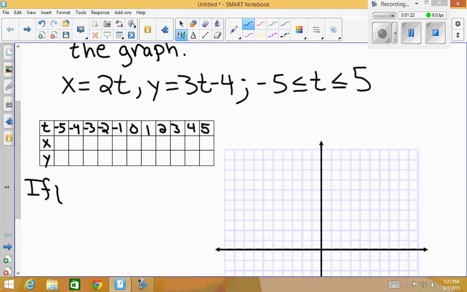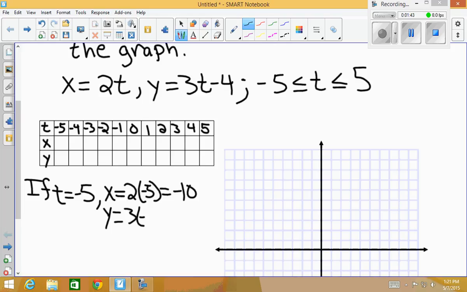explicitly, if t is equal to -5, we are told that x is equal to 2 times t. So x would be equal to 2 times -5, which is -10. And y is equal to 3 times -5 minus 4. We're just doing the substitutions there. 3 times -5 is -15. Minus 4 is -19. So if t is equal to -5, x is equal to -10, and y is equal to -19.